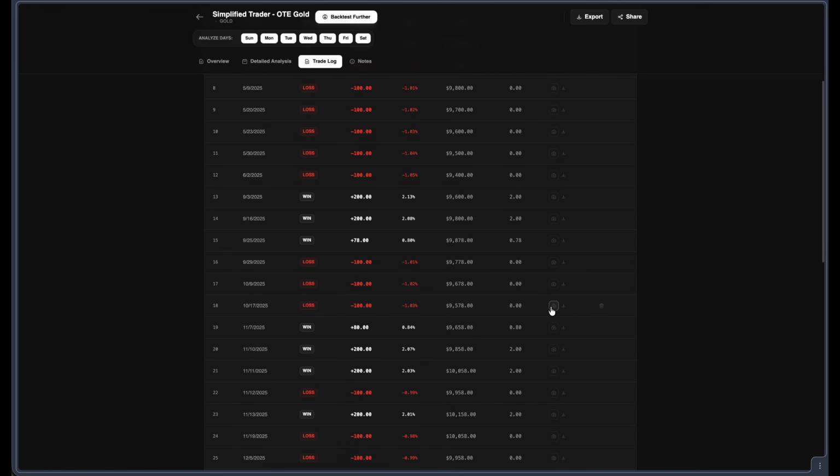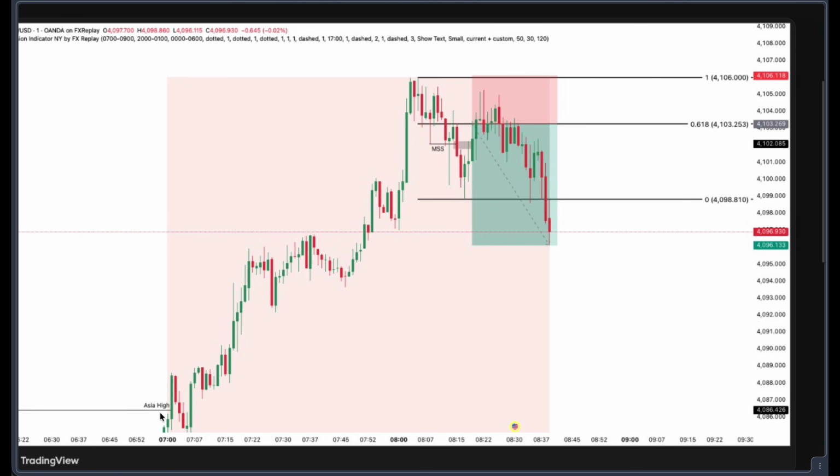We'll go over one more winner here. Here you can see down here, Asia high was taken. Price just kind of rallies up, doesn't give us a valid market structure shift. We do have a market structure shift right here, but we did not get that fair value gap, so that is an invalid market structure shift.